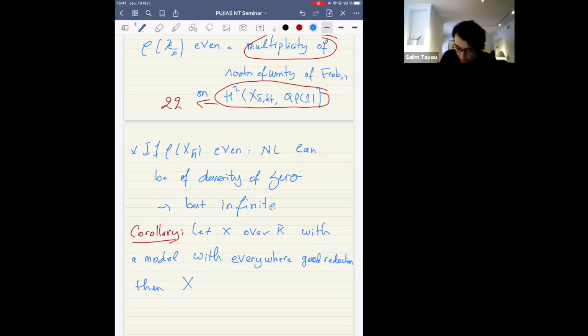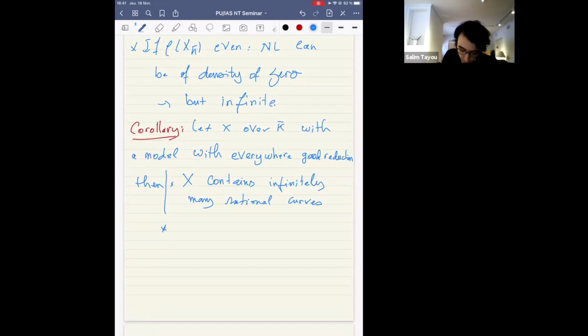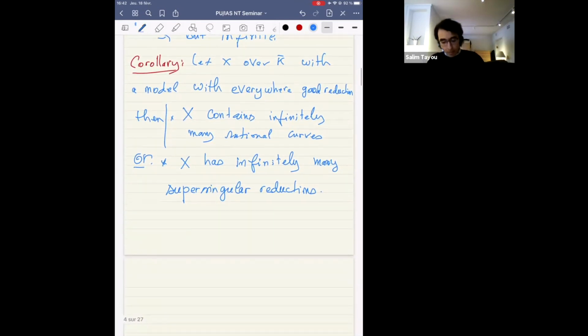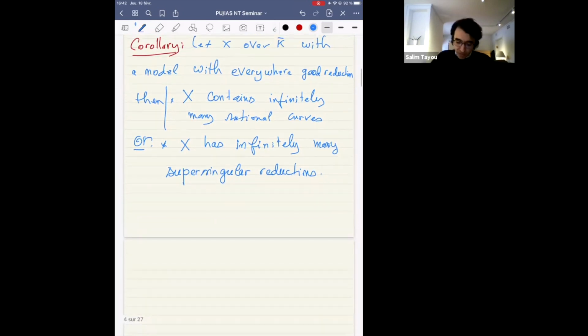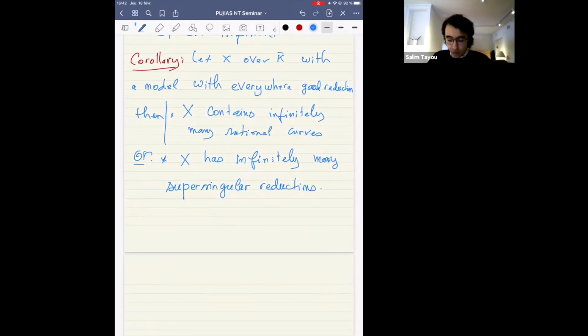then X contains infinitely many rational curves. Okay, in fact, we have an alternative. Either X contains infinitely many rational curves, or X has infinitely many supersingular reductions. Okay, so this is related to the conjecture saying that if we take a K3 surface over an algebraically closed field, then it contains infinitely many rational curves, and using this theorem, we can say this alternative.